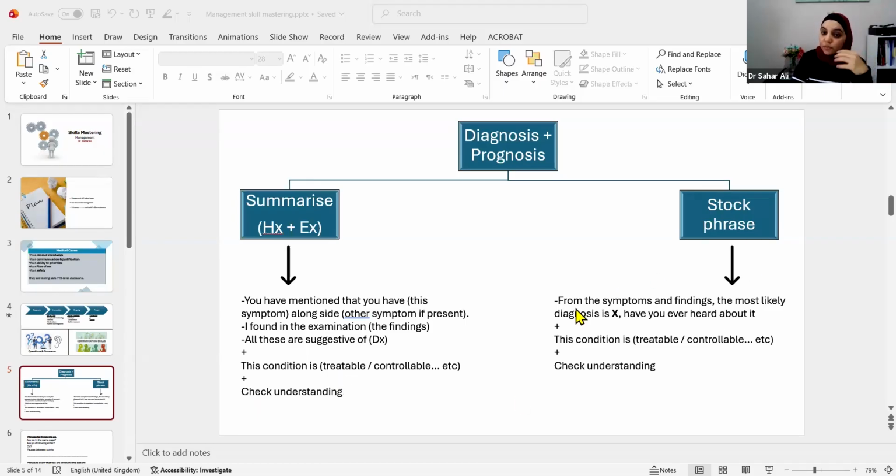Then the stock phrase: from the symptoms and findings that you have, most likely the diagnosis is blah blah blah. From the symptoms and findings you have, I'm suspecting that you have this and this and that. Okay. So then give the prognosis and check the understanding of the patient. All right. So what you prefer, use, but be confident.